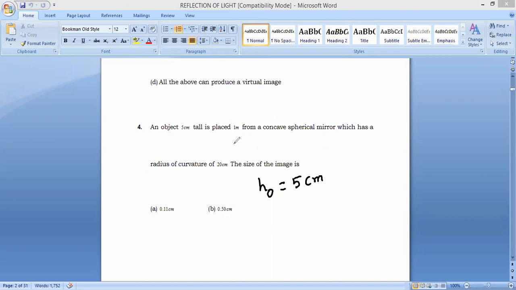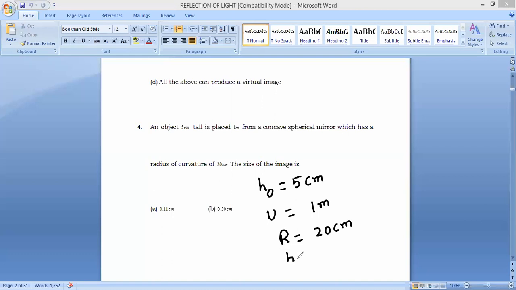Placed 1 meter from a concave spherical mirror. That is object distance, it is 1 meter. Afterwards, I will apply the sign convention. The mirror has a radius of curvature. Radius of curvature, it is 20 centimeters.